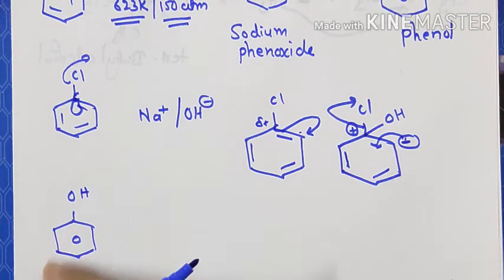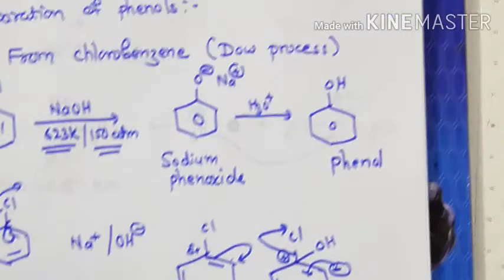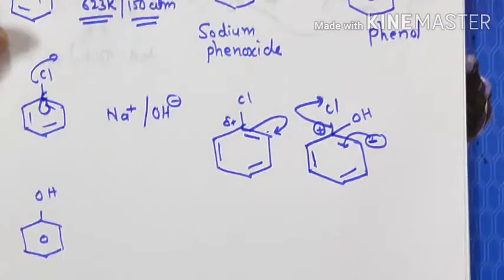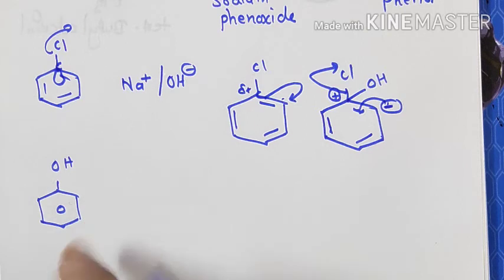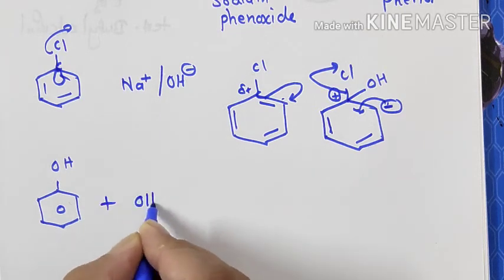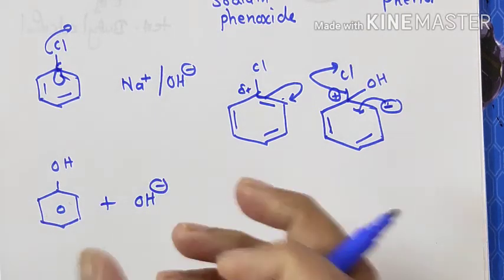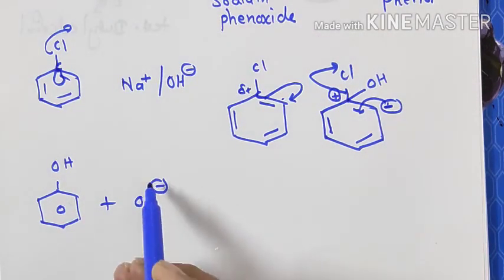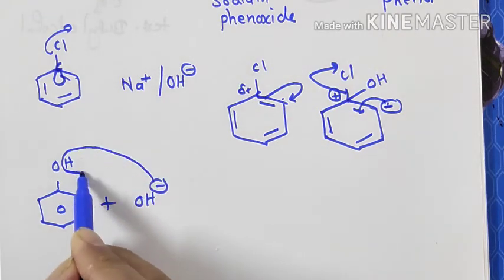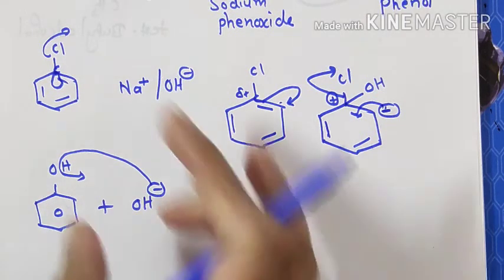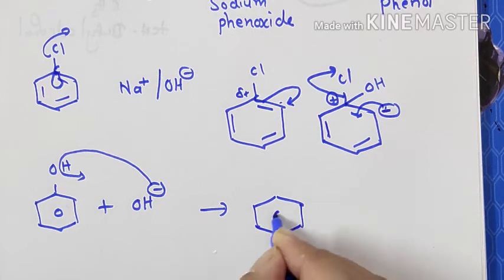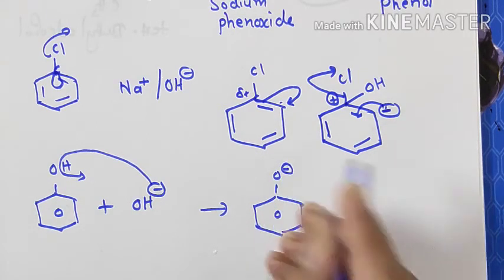But now you'll feel, sir, the phenol is formed, but here they have shown that we form sodium phenoxide. Actually what happened, I'll make you understand. Once the phenol is formed, we understand that there are lots of OH minus in the given solvent, because NaOH is there. So this OH minus, because it is a base, will have a tendency to abstract this H. When you abstract this H, it will form phenoxide ion. Are you getting that, student?